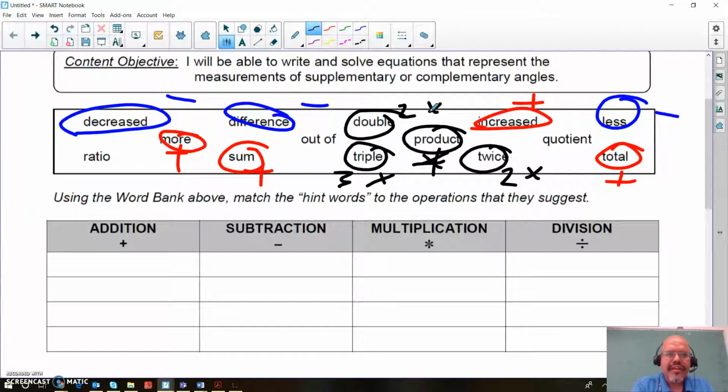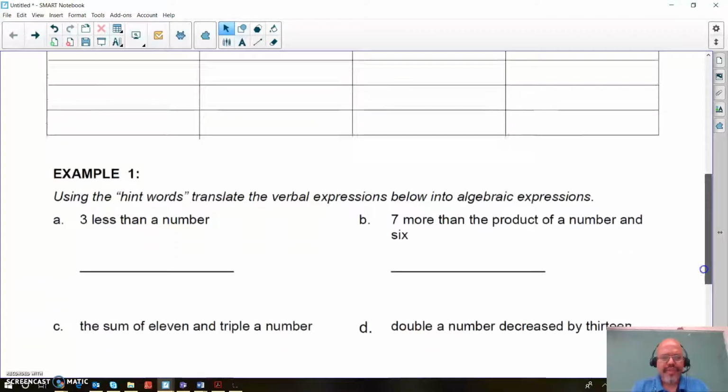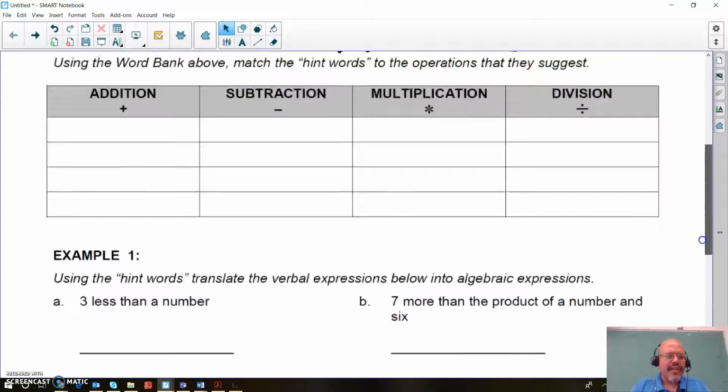And then finally, we have quotient or division. So that's a division word, quotient, out of, 1 out of 5, which would be 1/5. And then ratio is definitely a fraction, so that's another division right here. I find that it's easier than just going ahead and writing it out here.